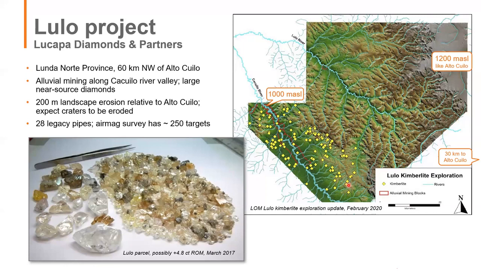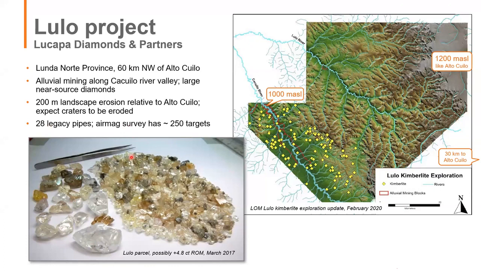But to add to that inventory of kimberlite, they also have a lot of very nice diamonds in this river called the Caquillo, which they are mining. This is their alluvial mining blocks in red. And what they're getting out of these alluvials are these diamonds over here, including a large amount of type 2s. And they have 28 legacy pipes on this concession and an air mag survey with about 250 targets.